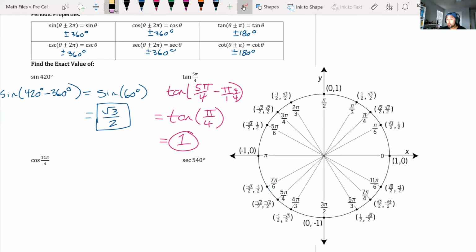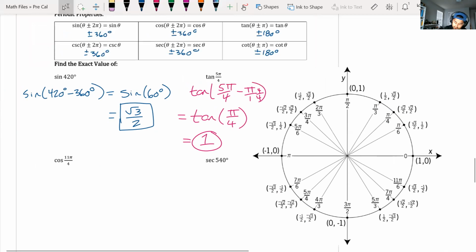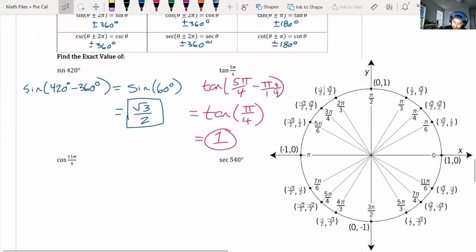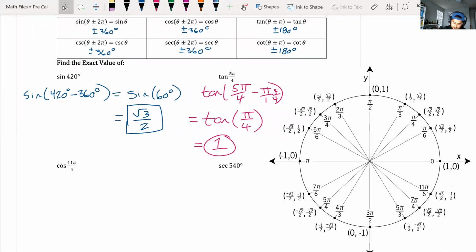All right. Cosine of 11 pi over 4. Is that over a revolution? Well, if you look at your unit circle, what's the last pi over 4 that you see?